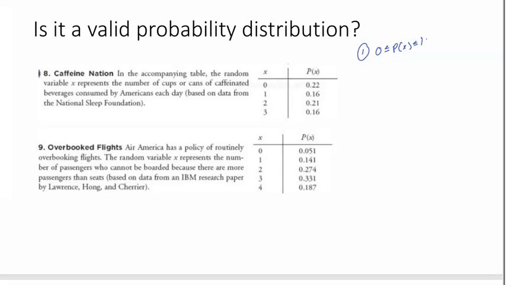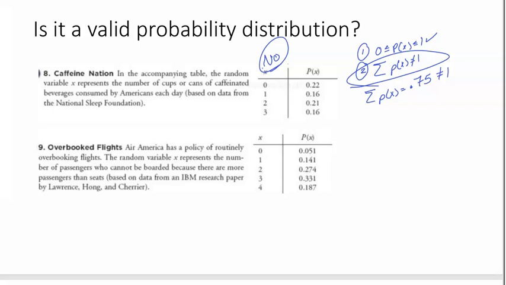And then the other requirement, and it doesn't matter what order you check them in, is that the sum of the probabilities has to equal 1. So if I were to add these numbers up, what do I get? I'm going to do that off screen. 0.22 plus 0.16 plus 0.21 plus 0.16. I got 0.75, and that is not equal to 1. So we would say no, this is not a valid probability distribution, because the requirement of the probabilities adding to 1 does not work for this.